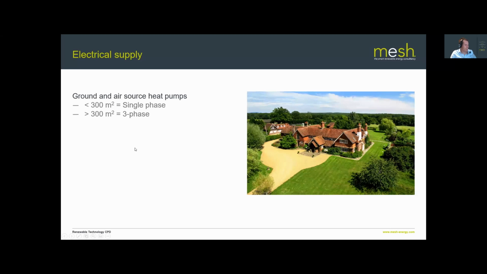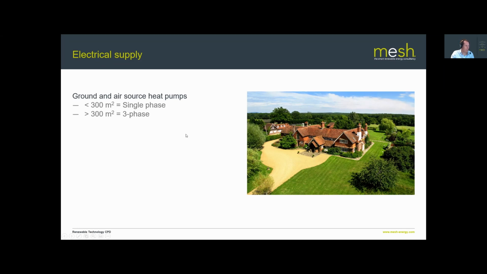But with the electrification of heating, we can start thinking much more often about 3-phase power supplies for domestic buildings. As a rule of thumb, if your building is less than 300 square meters and reasonably well insulated, you will probably get away with a single phase power supply. And that's the standard power supply that most buildings will already have. So a 100 amp single phase power supply, or 23 kVA, is pretty much the standard.